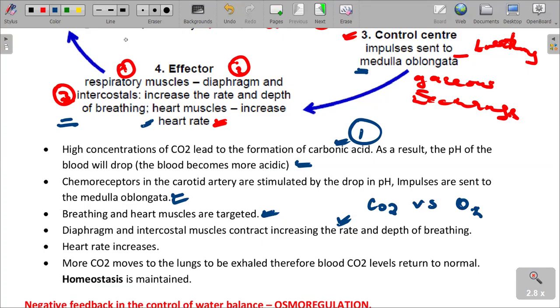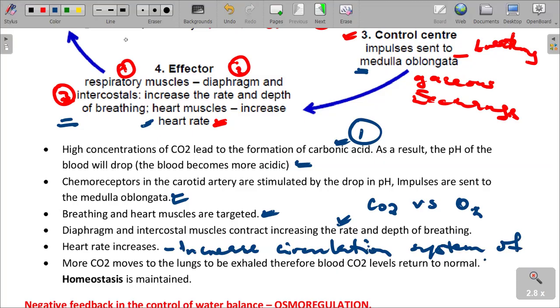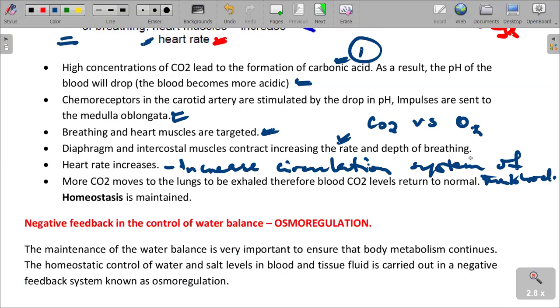So therefore, heart rate increases in terms of the circulation system, to increase the circulation of the blood, class. That is why heart rate increases. So more carbon dioxide moves to the lungs to be exhaled, to be taken out. Therefore, blood carbon dioxide levels return to normal.